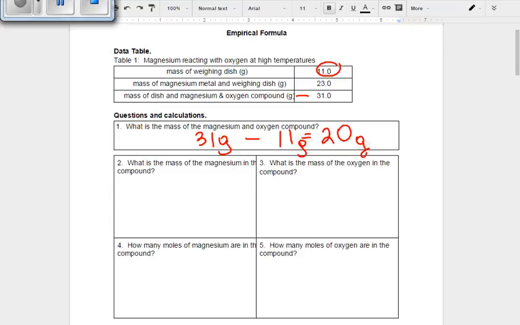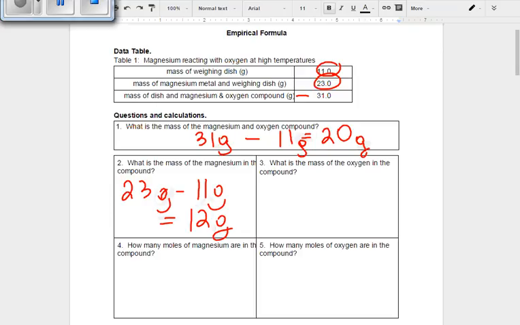Then, what is the mass of the magnesium in the compound? That's question number 2. So again, let's go back to our data table. What information do we have? Well, we know that the magnesium metal and the dish itself weigh together 23 grams. So we're going to take that number and subtract the mass of the dish from it. It should give you 12 grams.